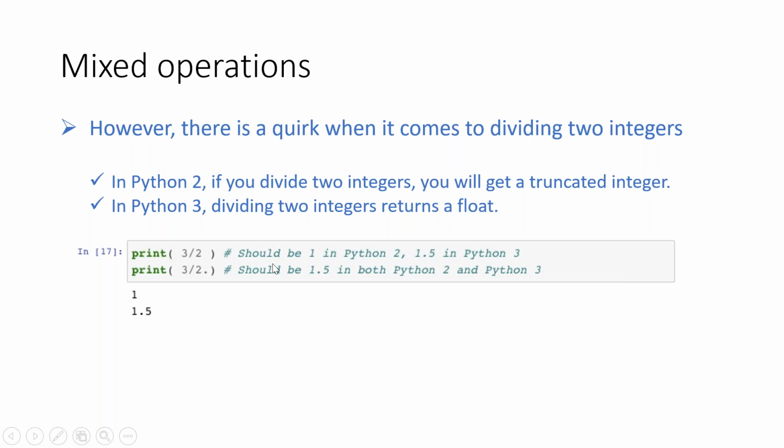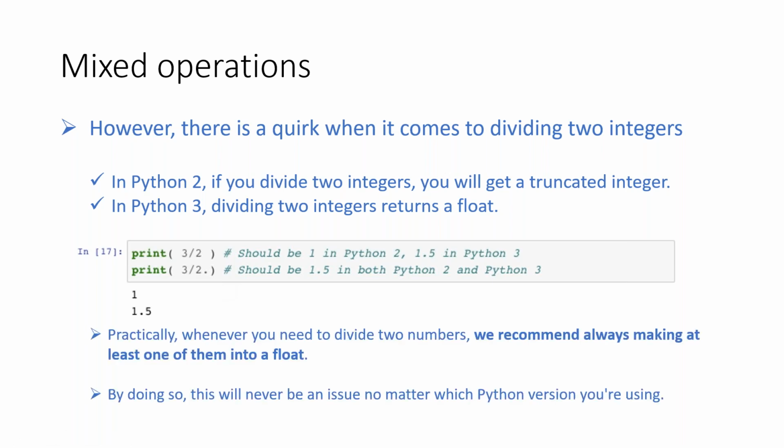But if you want to get 1.5 as the answer irrespective of Python 2 or Python 3, you have to give 3 divided by 2 dot decimal. So basically you are telling it that 2 is a float. That's why the answer is a float, even in Python 2. Got it? So practically, whenever you need to divide two numbers, we recommend always making at least one of them a float. By doing so, this will never be an issue, no matter which Python version you are using. Just keep that in mind.